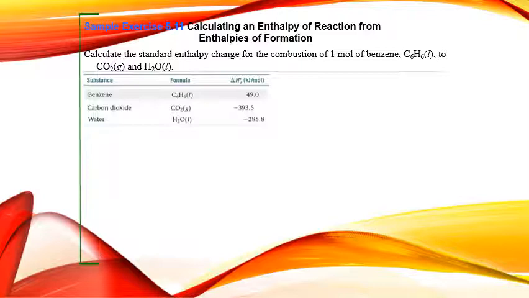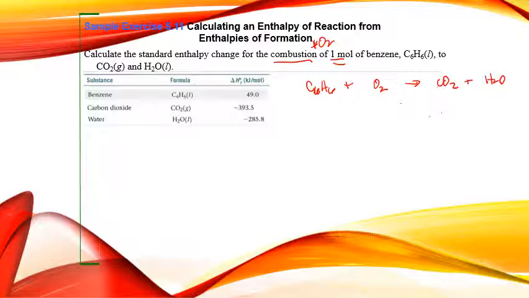So when we look at this problem, we have to calculate the standard enthalpy change for the combustion of 1 mole. Again, key thing being 1 mole of benzene, C6H6, to CO2 and H2O. Remember, when we have combustion, that means we're reacting something with oxygen gas. So because I have 1 mole of benzene, I need my coefficient for the benzene to be 1. And I'm going to give myself plenty of space to write in the coefficients.